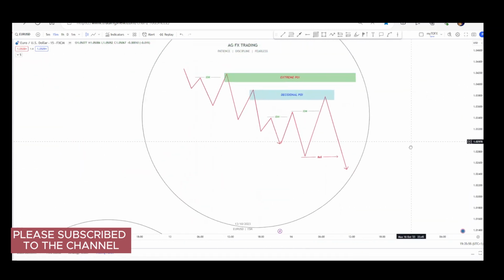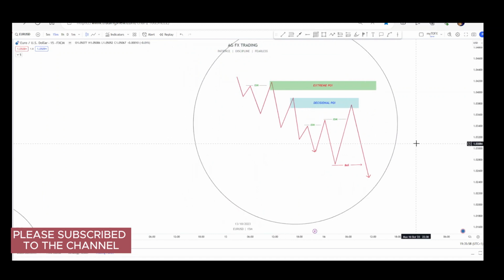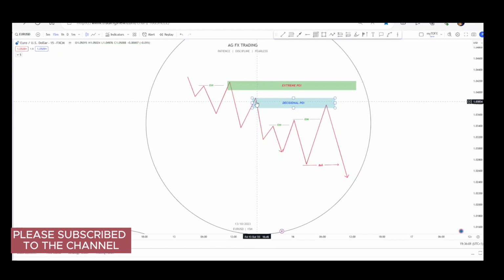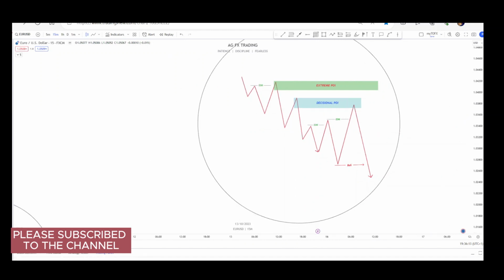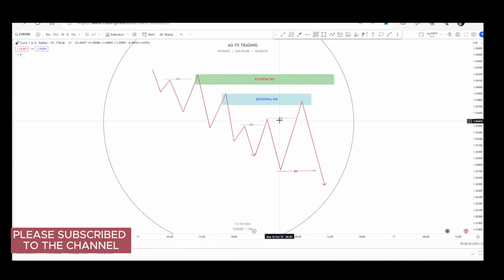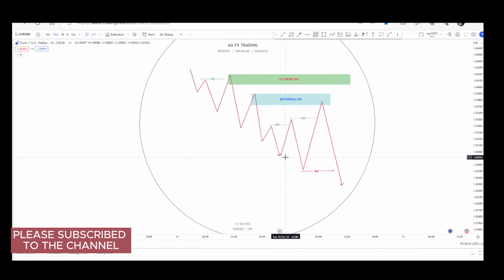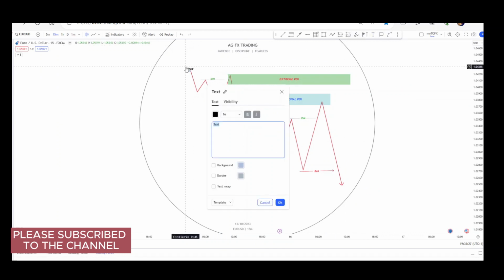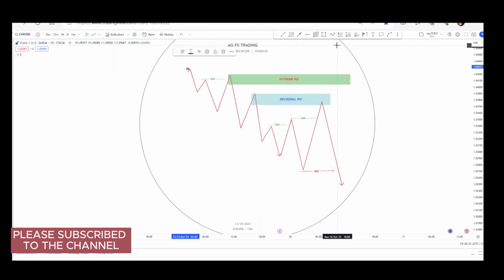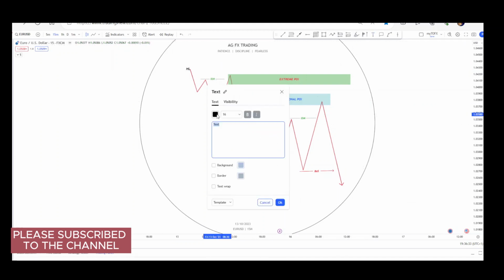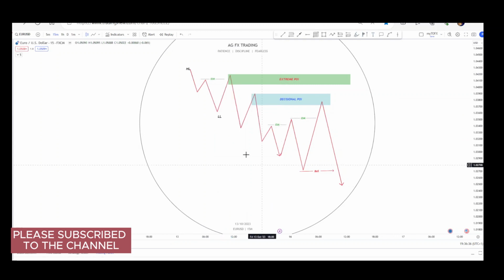My third diagram here is illustrating the situation whereby we get a mitigation of the decisional OB. So in this case, our extreme OB is not mitigated, but our decisional OB is mitigated. If you look at this diagram, you see I have two inducement here. Why do I put this here? See, we are coming from the up. We are selling down. Market took out this liquidity, okay? We have our higher low. We have our lower high here, confirmed. Lower high, lower low, confirmed here.